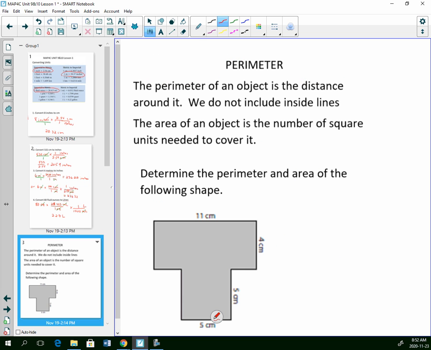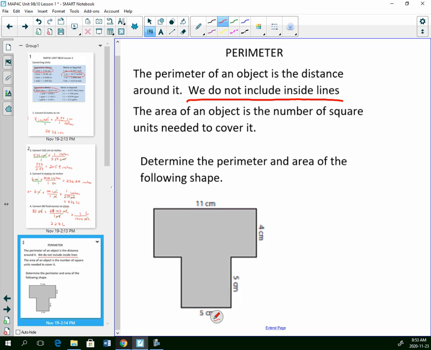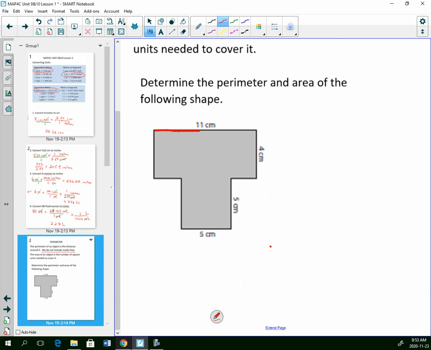All right. So perimeter, the most important thing about perimeter is that you only use the outside lines. So this is very important that we do not include inside lines, okay? I always get students that like to use them, but it's only the outside, okay? Not the inside. So sometimes you might have to determine some measurements.